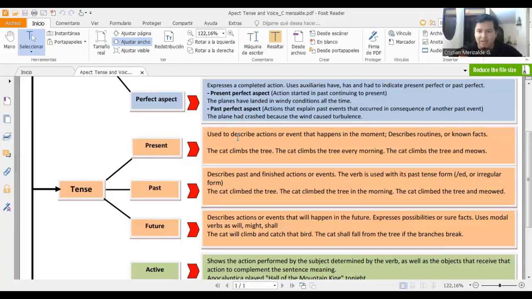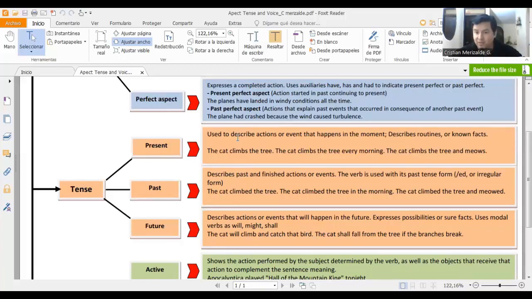And also we have the cat climbs the tree and now that's a fact. It means something that we are describing that happened after an action. The first action is that the cat climbs the tree, and then the cat meows when the cat is on the tree. Okay. Now in past tense, we use this to describe past and finished actions or events.